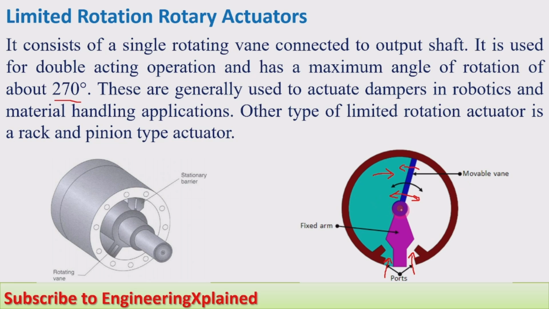Therefore, whatever shaft is connected to that also swings at a particular angle. The rotation for the particular angle will be taking place. The maximum angle is 270 degrees. These are generally used to actuate dampers in robotics. Damping means at a particular angle it oscillates. That we are going to use in robotics and material handling applications.